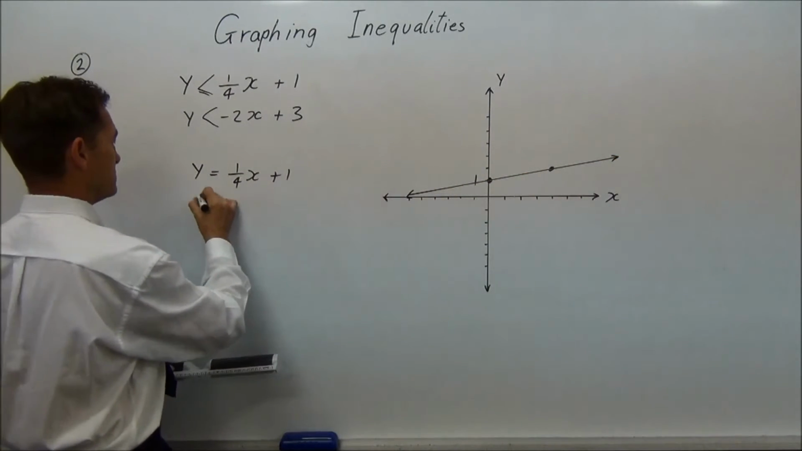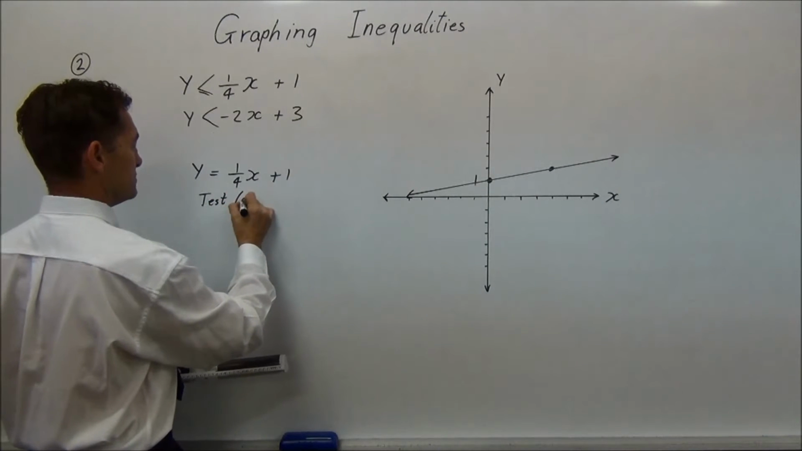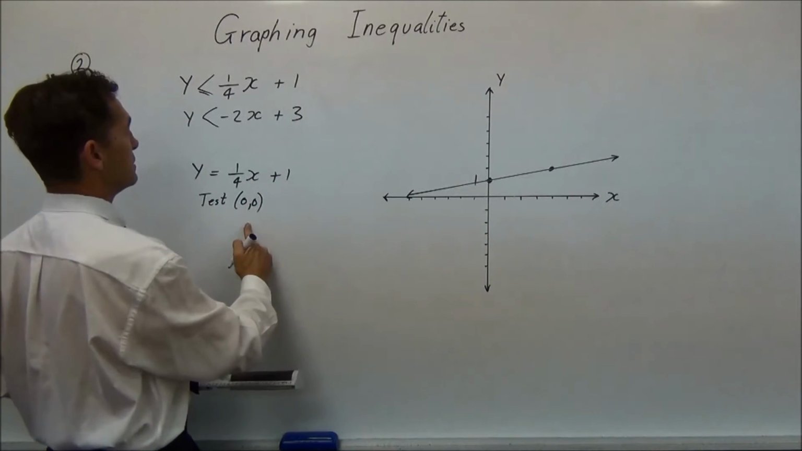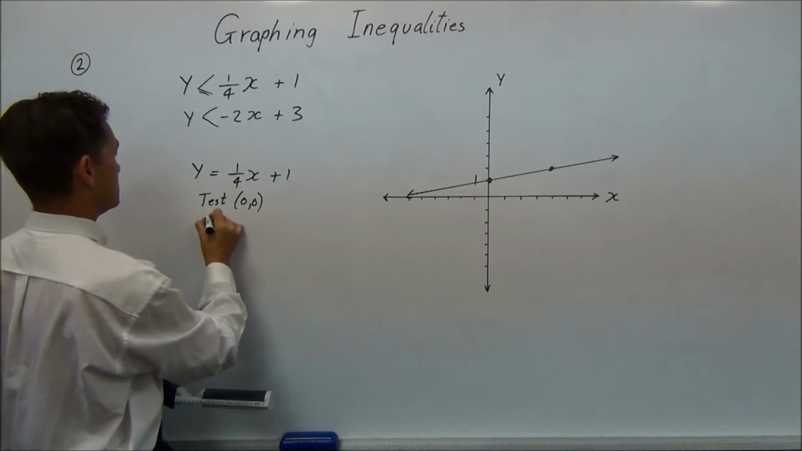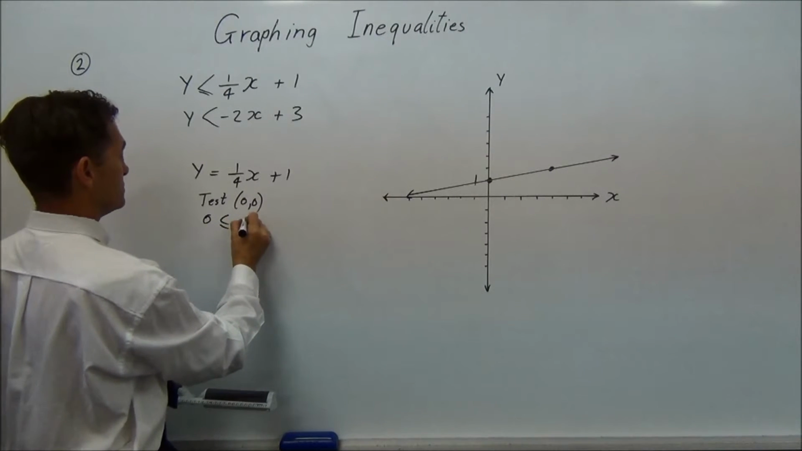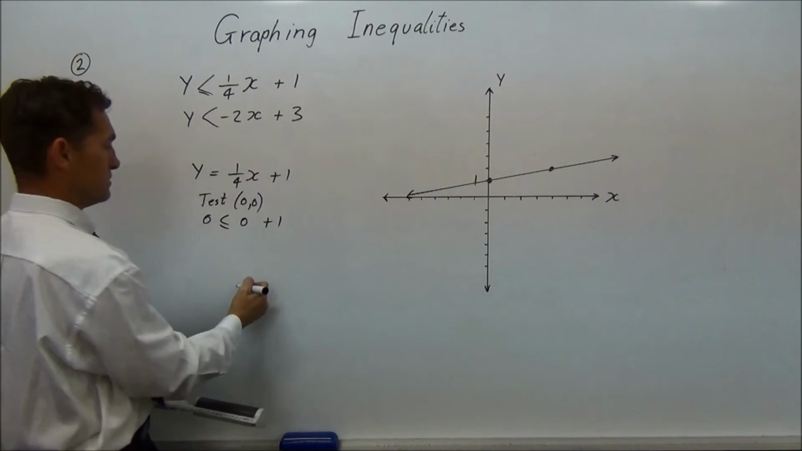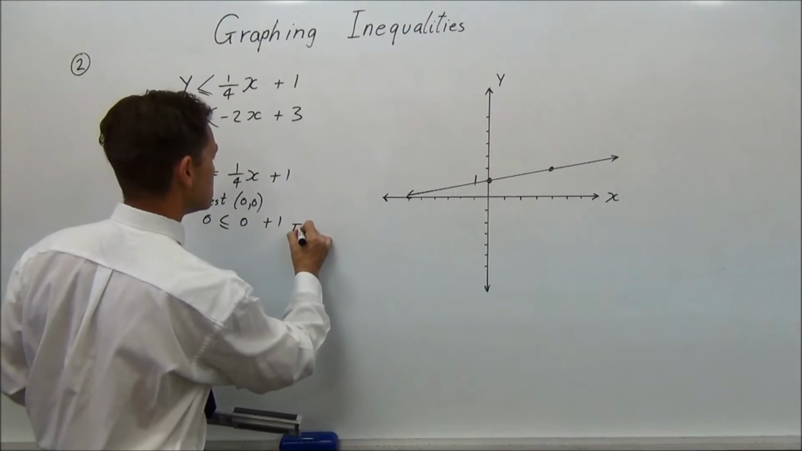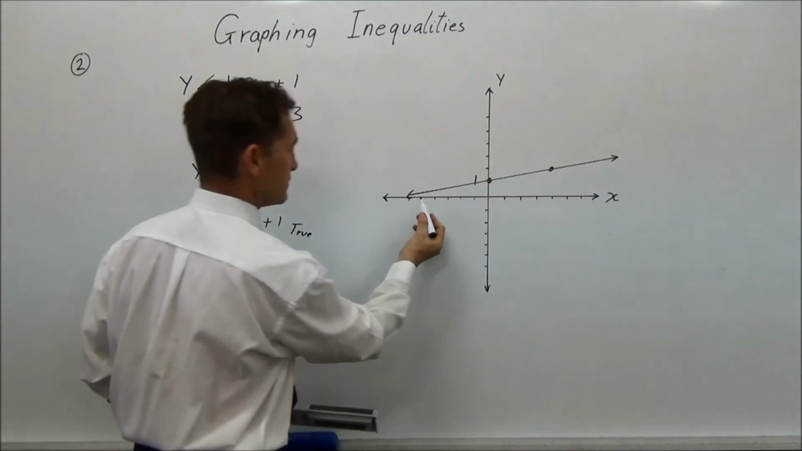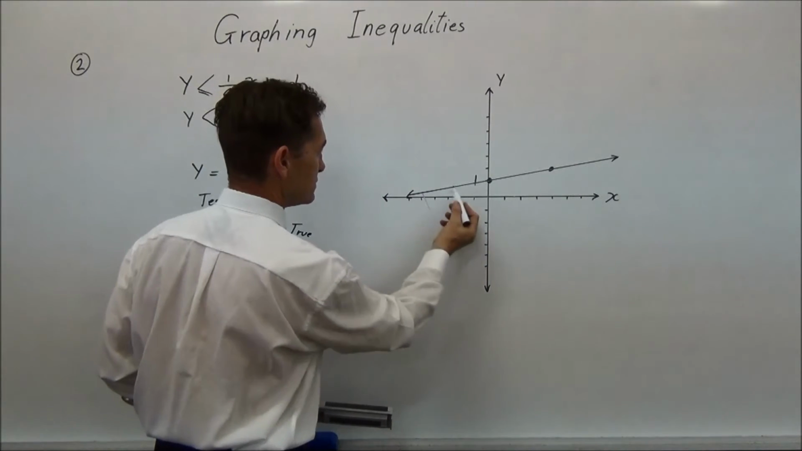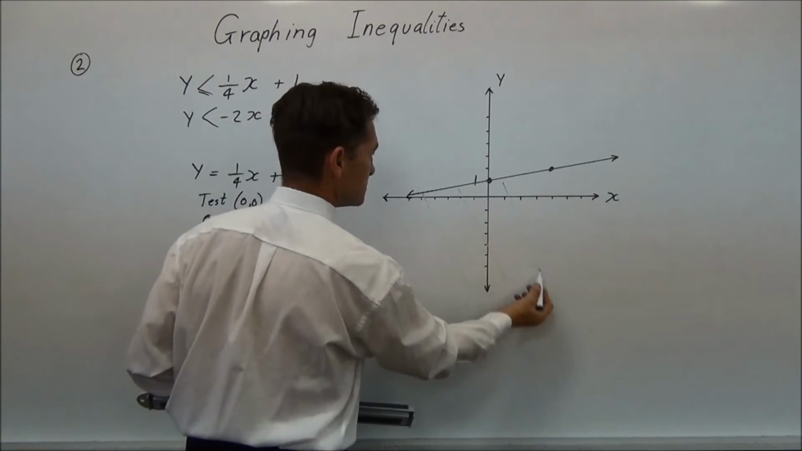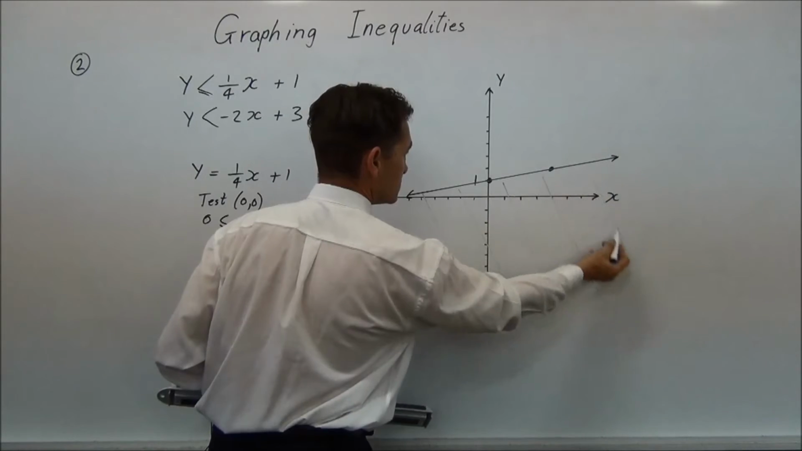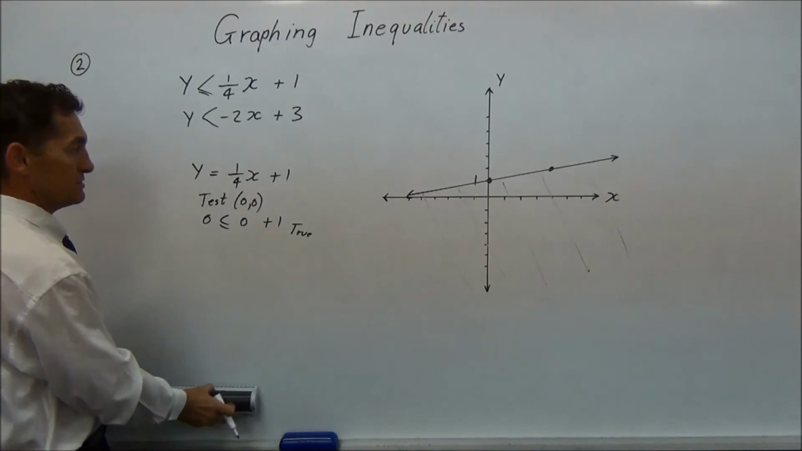Do a test, so we're going to test 0, 0 because it's free. So we'll put in 0 and 0 there, so we get 0 is less than or equal to 0 plus 1. Well, is that true? Is 0 less than 1? Well, yes, so that's true. So this is our first area which is true. We know this is true. And I'm just shading it lightly so you can see the final answer. So there's our first one.